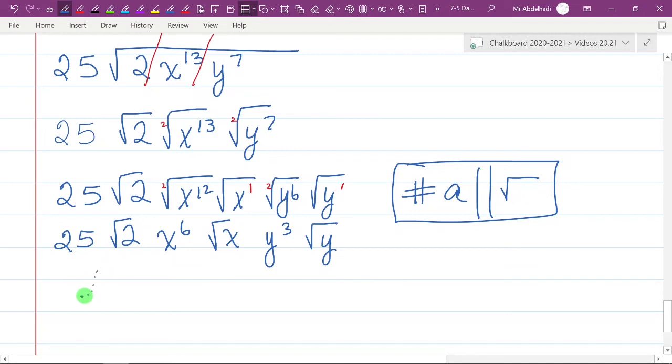So let's see, numbers. Well, we have 25. Letters that are not inside radicals would be these, right? And then finally, the stuff in the radicals would be this radical 2, radical x, and radical y. You basically put them all in the same radical. So 2 times x times y, 2xy. And we're done.